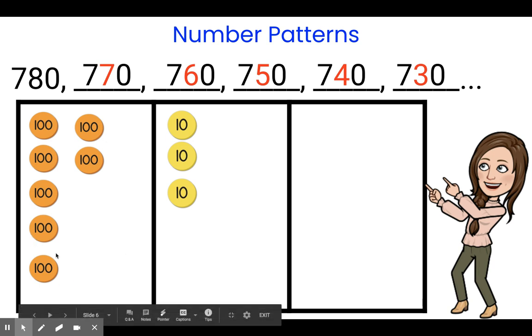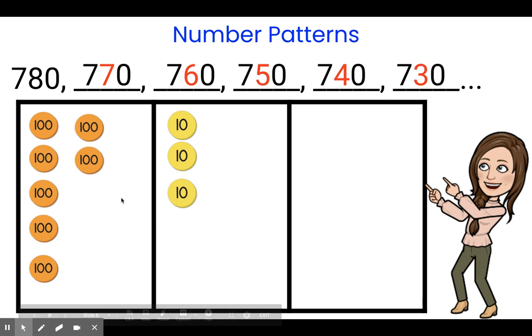I didn't change my groups of hundreds. I kept them at 7. There were 7 100 place value discs the entire time. You can see 7 in the hundreds place value did not change. I didn't add any ones either, nor did I take any away. So that place value remained at 0.